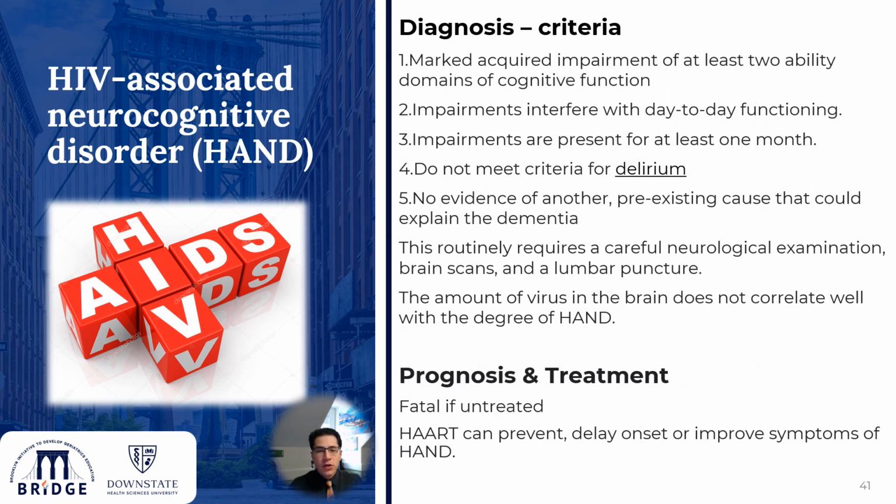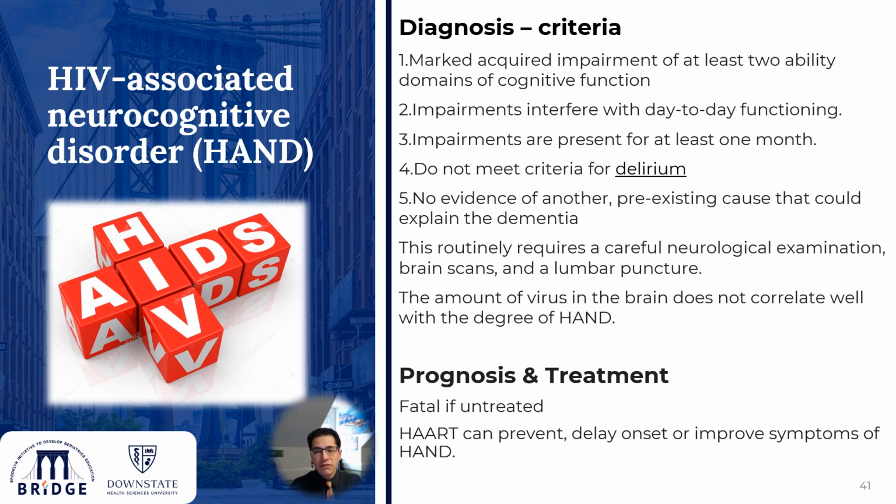So for the diagnosis of HAND, you need a marked acquired impairment of at least 2 of the 6 known cognitive domains. The impairment should interfere with day-to-day functioning. It must be present for at least 1 month and not meet the criteria for delirium. There shouldn't be evidence of another pre-existing cause that may explain the dementia. And this routinely requires a careful history, neuro exam, brain scans, and a lumbar puncture.